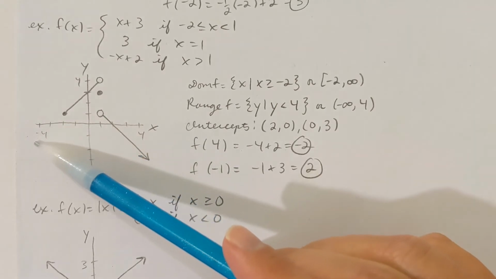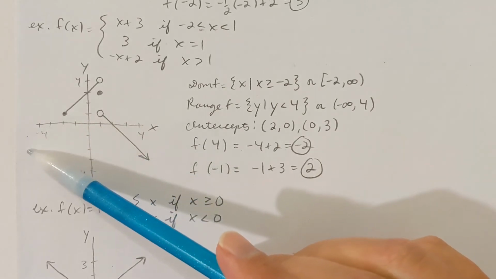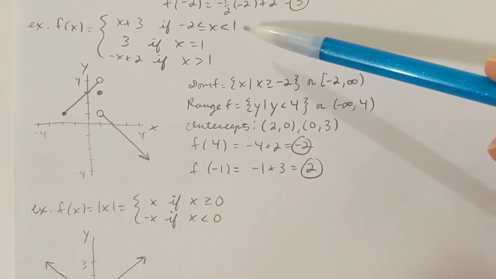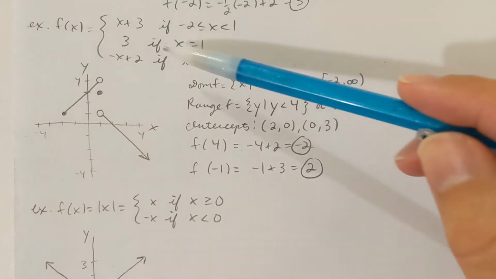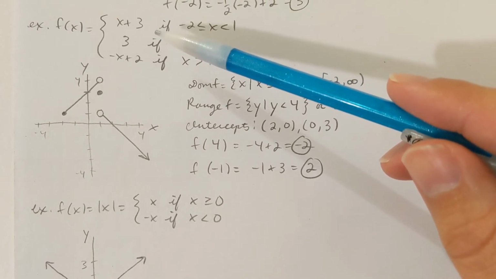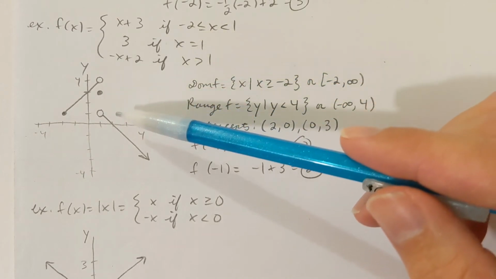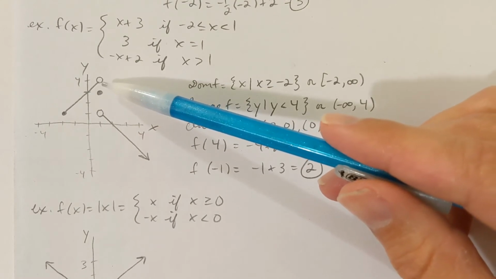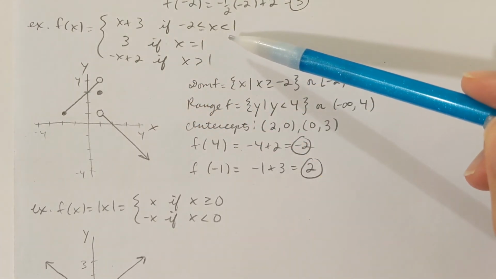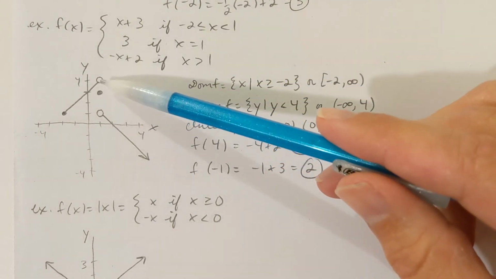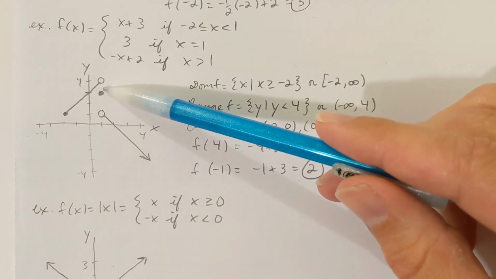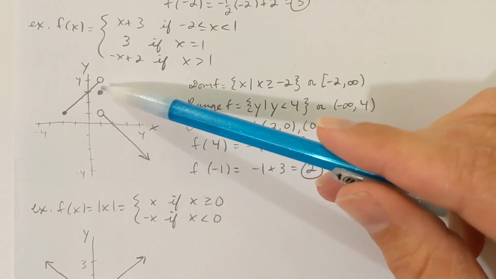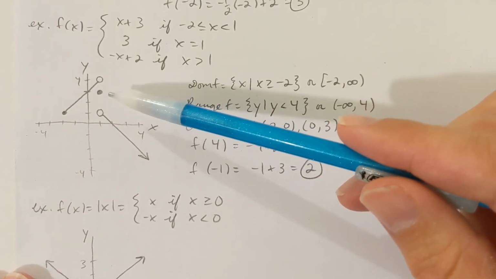Anywhere that's less than negative 2 needs to be erased. Anywhere that is bigger than 1, okay, if I let x be 1, 1 plus 3 is 4. And so now that point is not on the graph. So at 1, 4, I want that not to be on the graph. And anywhere between these two values then is going to be represented.